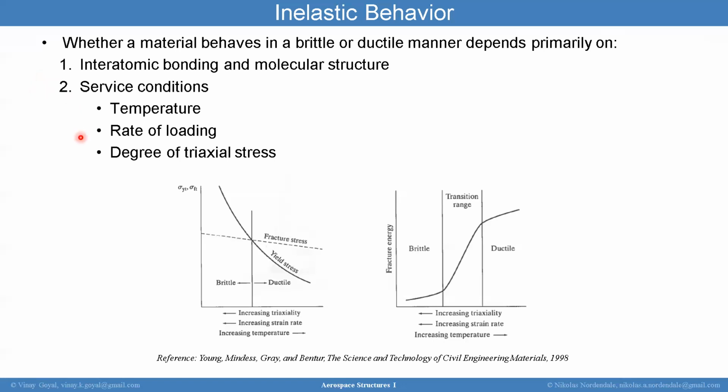The plot on the right is showing a similar trend, but instead of looking at stress as the applied load, we're looking at fracture energy. Your fracture energy is very low for brittle responses, or high triaxial tension, high strain rate, and low temperature. As you increase triaxial compression, slow down your loading rate, and increase temperature, your response becomes much more ductile. But as this plot shows, it's a pretty rapid transition, and it depends on the material.